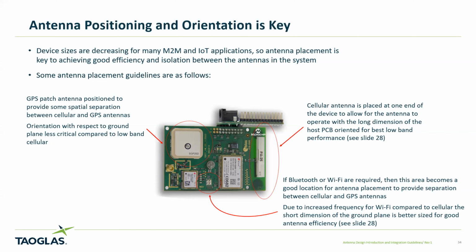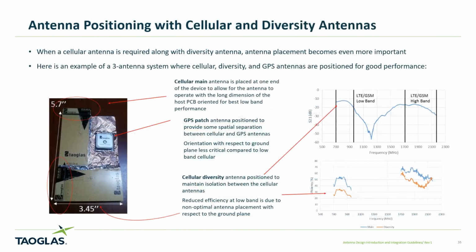GPS is not as position sensitive, but we do want to optimize separation. So we're going to place it on the other end of this small ground plane based device. If there is Bluetooth or Wi-Fi functionality, I have a circle on the bottom showing where that could go. Typically that area is big enough for an antenna that would provide good performance at Bluetooth or Wi-Fi, because Bluetooth and Wi-Fi are going to sit at the 2.4 or 5 gigahertz band. So that's that thought process.